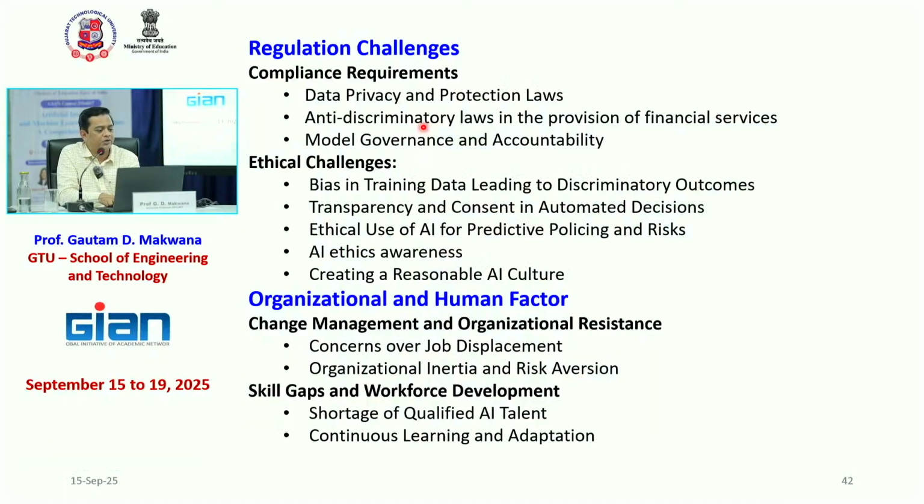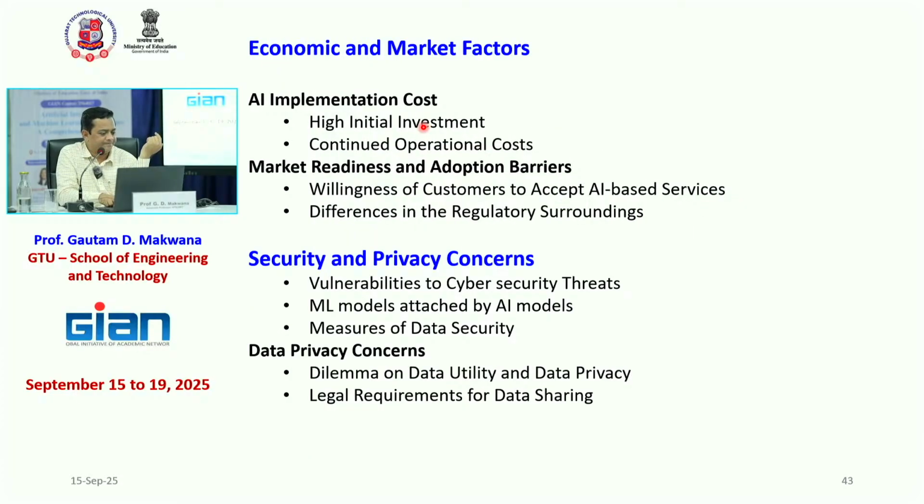Then there are regulatory challenges: compliance requirements, data privacy and protection laws, anti-discrimination laws in the provision of financial services, and model governance and accountability. Ethical challenges we will discuss in my next lecture. Then the organizational and human factors: change management, organizational resistance, concern over job displacement, and skill gaps. Also AI implementation cost, market readiness and adoption barriers, and security and privacy concerns.